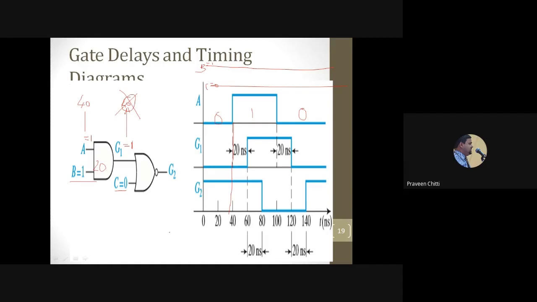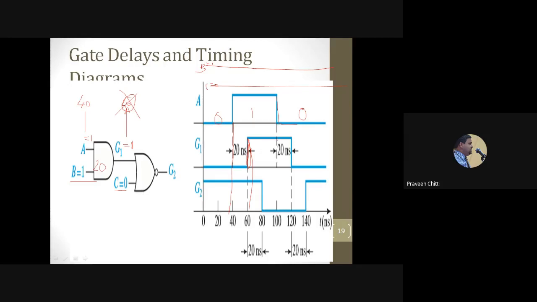So the output G, instead of becoming 1 at 40 itself, becomes 1 after 20 nanoseconds. So the input had changed at 40, you add this 20 to that. So at 60 nanoseconds, the output G1 will become 1. And it remains 1 for how much time? As long as the input A is 1. Here again, the input A has become 0. At what time? 100.